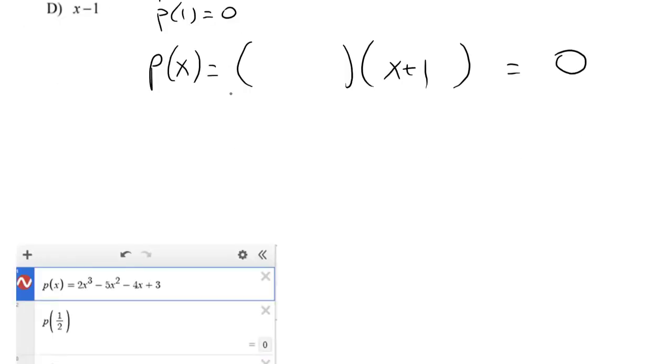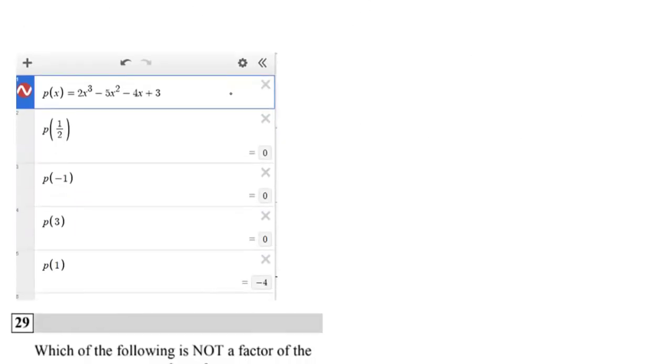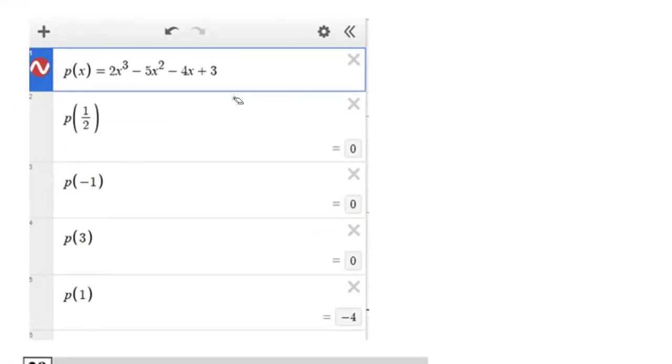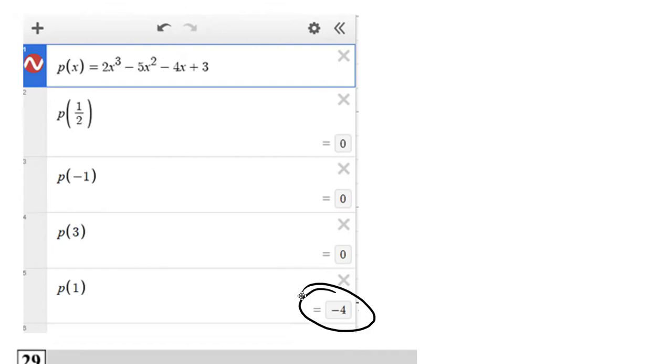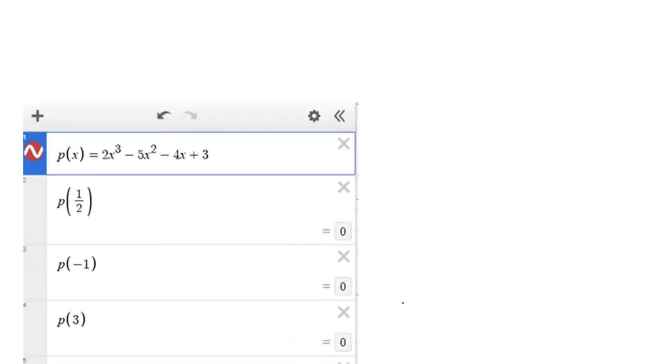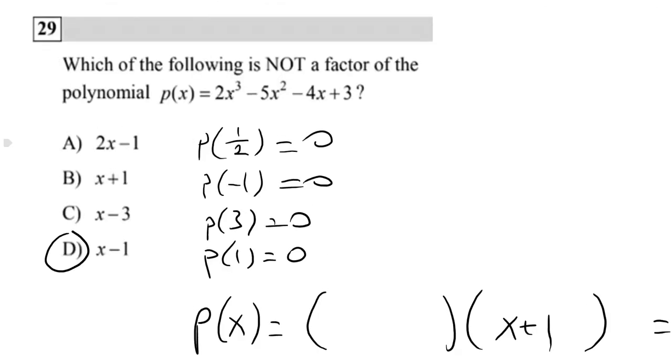So plug into your calculator. If we have Desmos, then just plug in P of x as your function, even zoom in a little bit more, and then just do exactly what I wrote: P of half, P of negative 1, P of 3, P of 1. You'll see that choice D, P of 1, gives you a value of negative 4, which is not equal to 0, as I was saying earlier. So there's your answer right there. Choice D is not a factor.